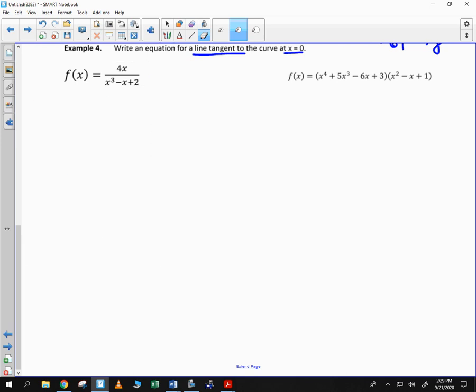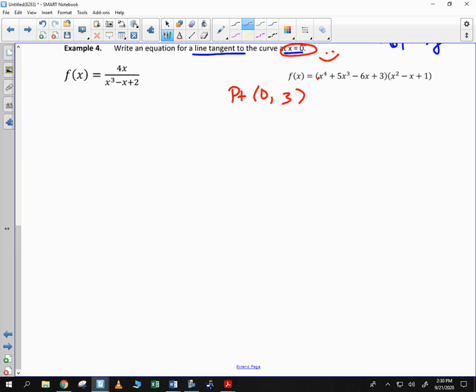Look at this next one. Again, our point is going to be at x equals 0. If you plug in 0, you get 0, 0, 0, you get 3, and then here you get 1. So 3 times 1 is 3. So it goes through 0, 3. Super easy because I picked 0. Notice how nice I was. Yay, Mr. Gentz. All right.